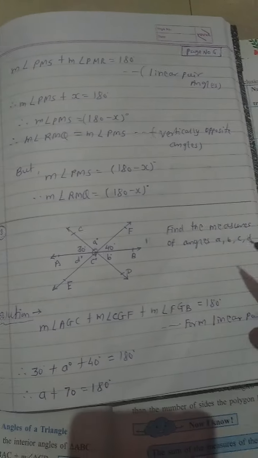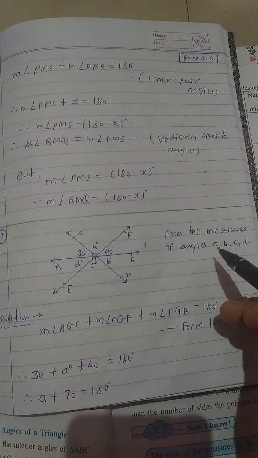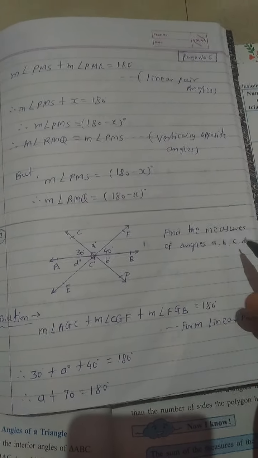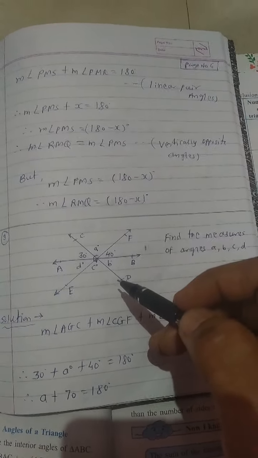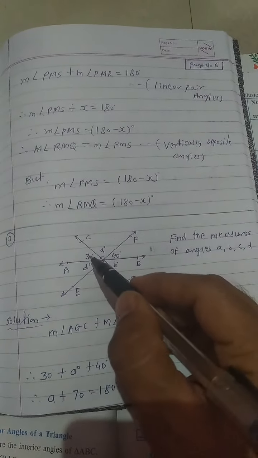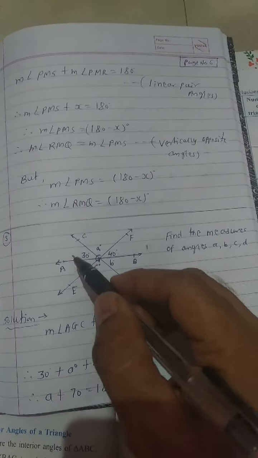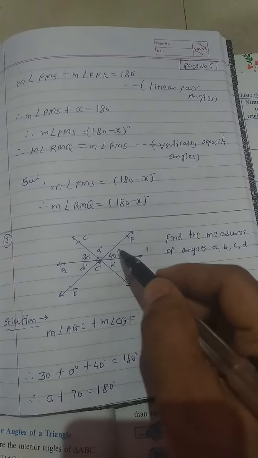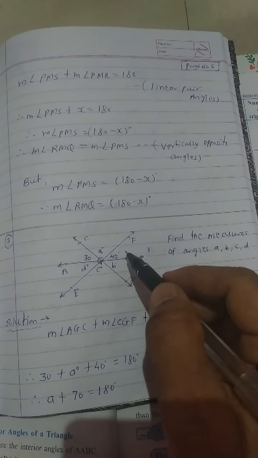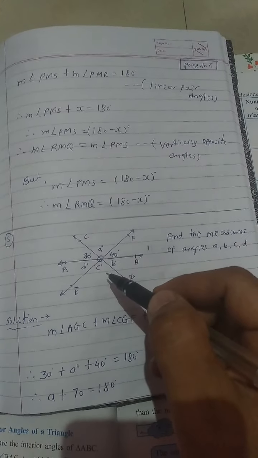And in the third example also, see, they are given one figure, and you want to find out the angles A, B, C, D. Then using the vertically opposite angle property and linear pair angle property, you can find out these angles. Here see this 30 degrees plus A angle plus this 40 degrees, the sum of all three angles will be 180, because these all three angles are linear pair angles. And if you get A angle, then you know the C angle.